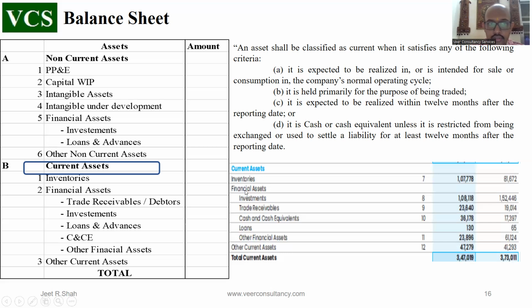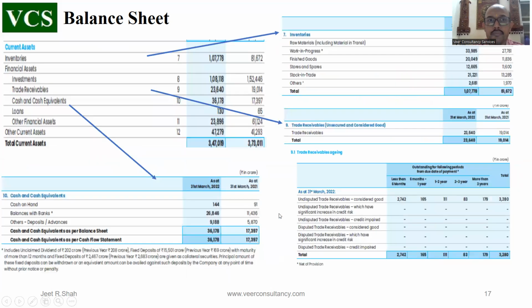We have inventories, financial assets. In financial assets, again, we have investments, trade receivables. So let's check them one by one. In current assets over here, first I am seeing is inventory. Very important for all of us to understand what is inventory. We all know it's stock. Stock, they have been mentioning it in so many types.